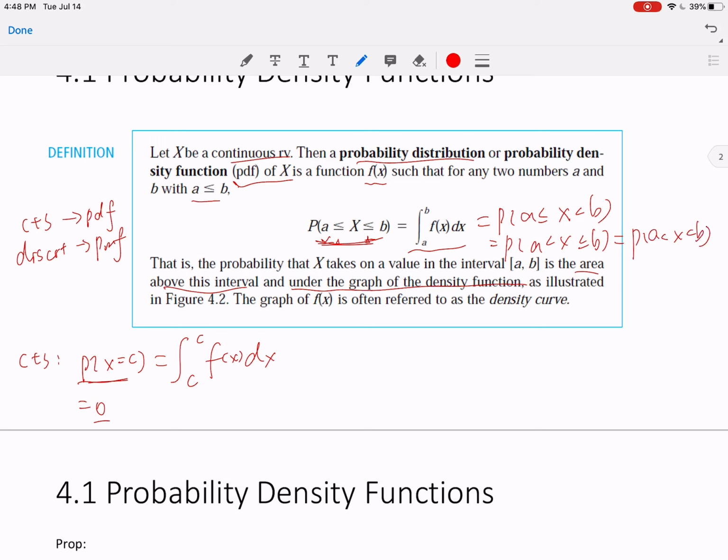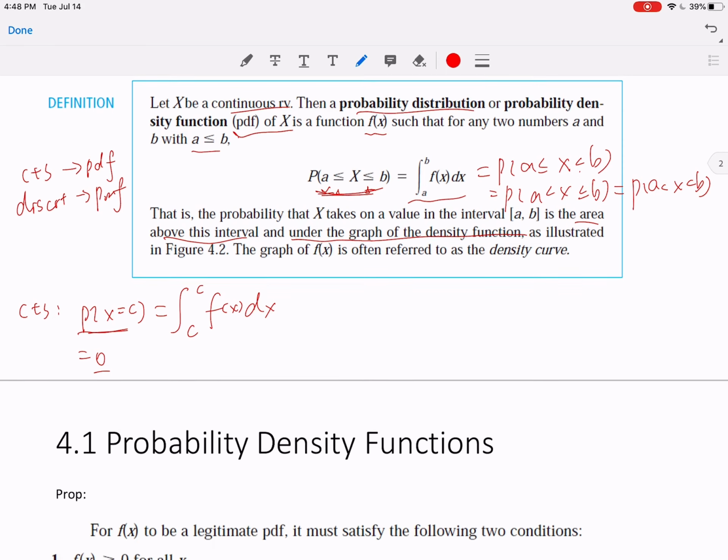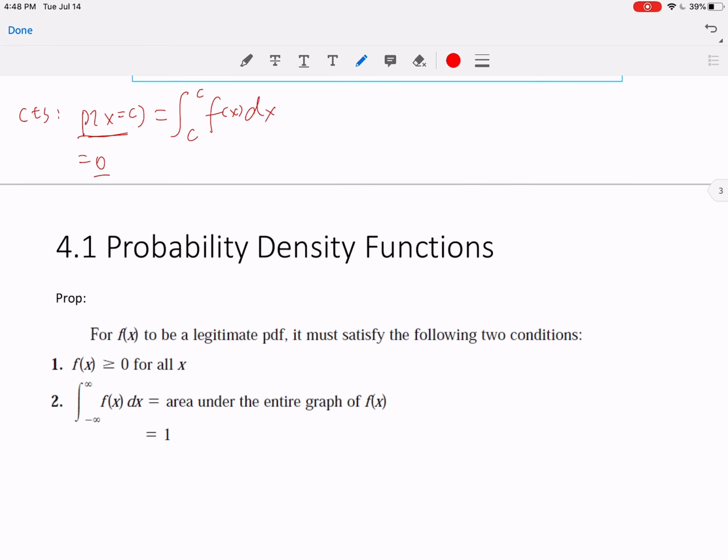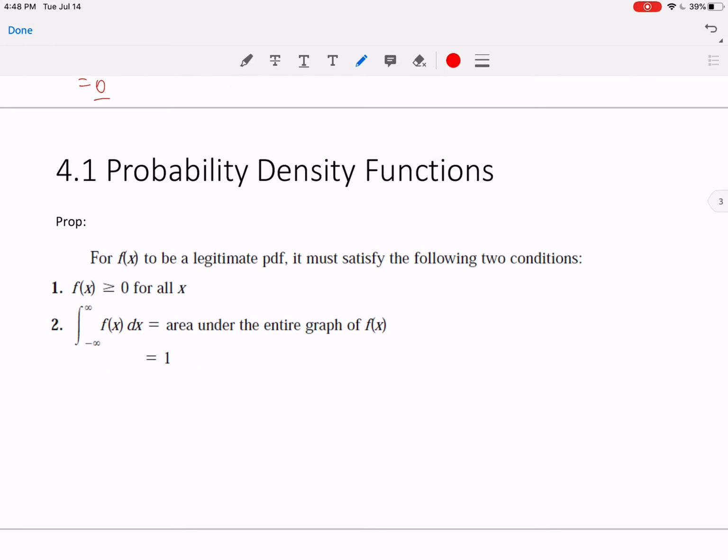So anyway, we don't have to worry about the boundary points or the equal sign here, because the probability of a single point is always equal to 0 for a continuous random variable. All right, always keep this idea in your mind. Once this is clear, let's take a look at the property of the probability density functions.